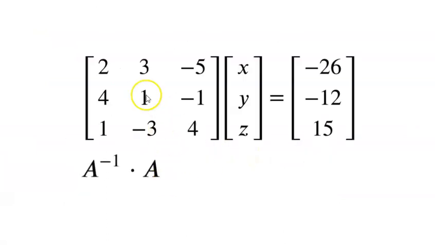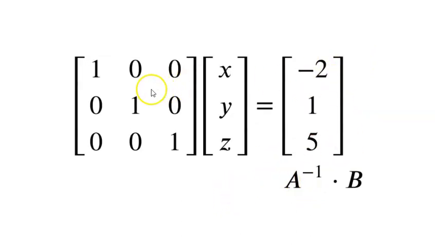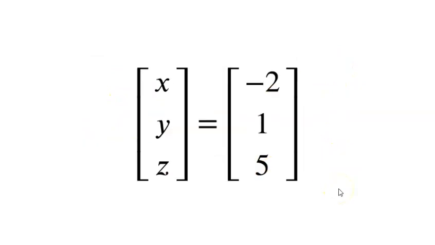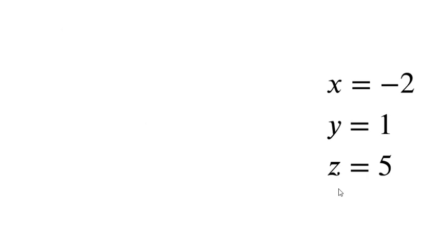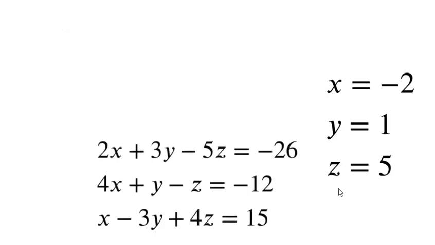So again, we multiplied the left side of this by its own inverse, and we multiplied the right side of this equation by that same inverse, and the result is the identity on the left and negative 2, 1, 5 on the right. So that's telling you that the variables x, y, and z are negative 2, 1, and 5. And that is the solution to the original system of equations that we were given.